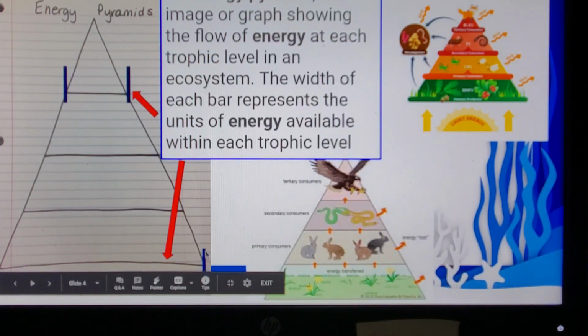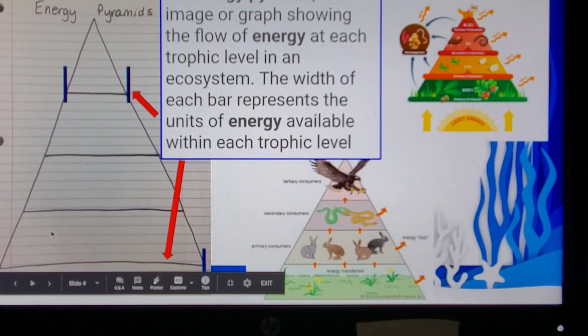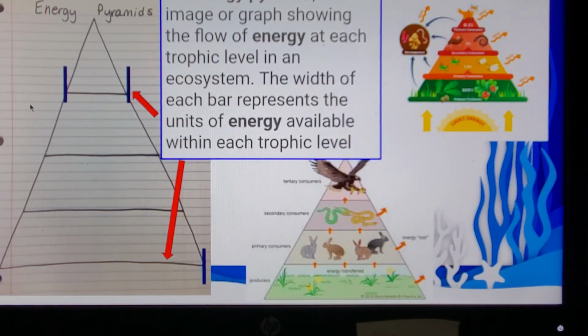The width of the bar, how wide it is, represents units of energy available. So there is more energy in plants, in the producers, than there is in the animals. And you notice it starts getting smaller. Every step it gets smaller. So there's lots of energy down here. Once the animals start eating it and pass it on by someone eating them, it becomes less and less energy. You'll see an example of that as we go along. But it's just another way to show the flow of energy.